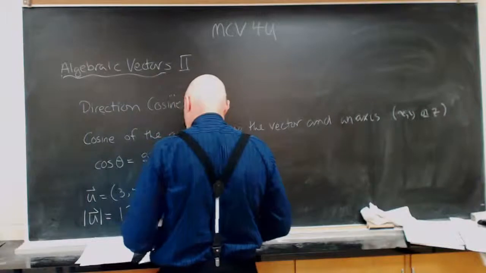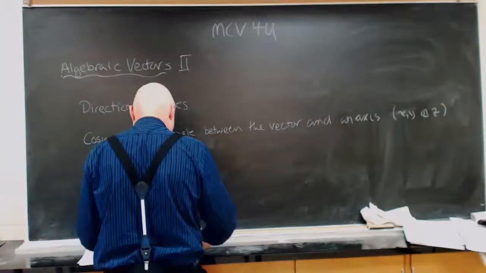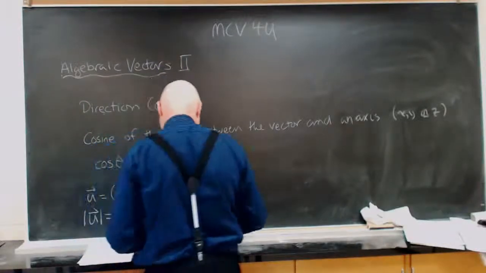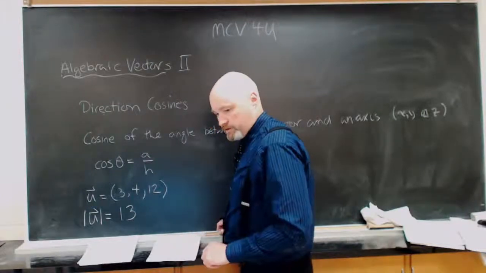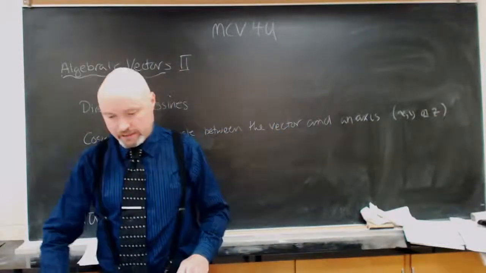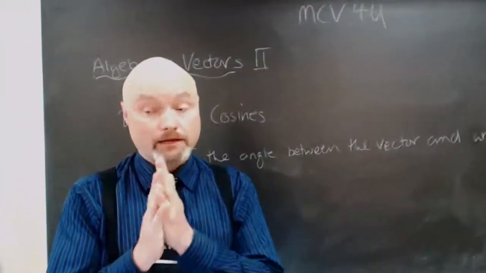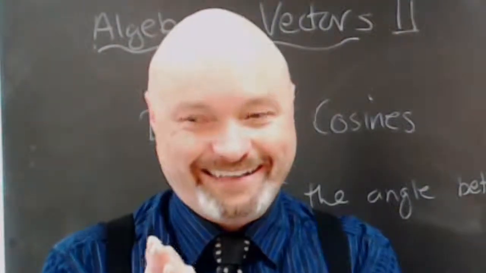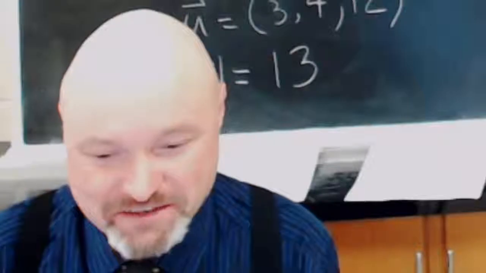Okay. So let's figure out what the direction cosine is for the x-axis. So we're going to figure out cos alpha for the x-axis. So this is the angle between the vector and the x-axis.